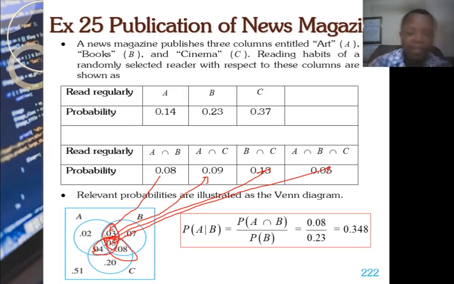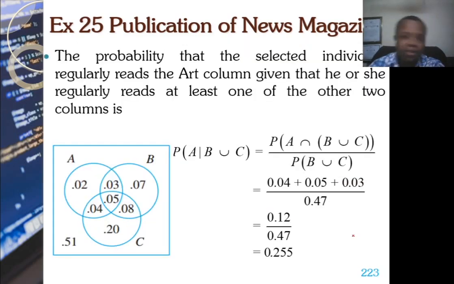Now probability of A given B, remember from the formula, we have A intersection B to be equal to 0.08 and probability of B equal to 0.23 as we have right here. So once we do the substitution, we are having 0.138. Now let's look at a further example with this.